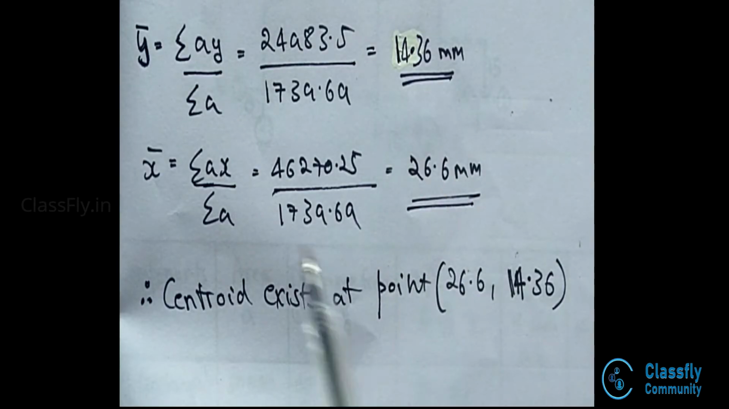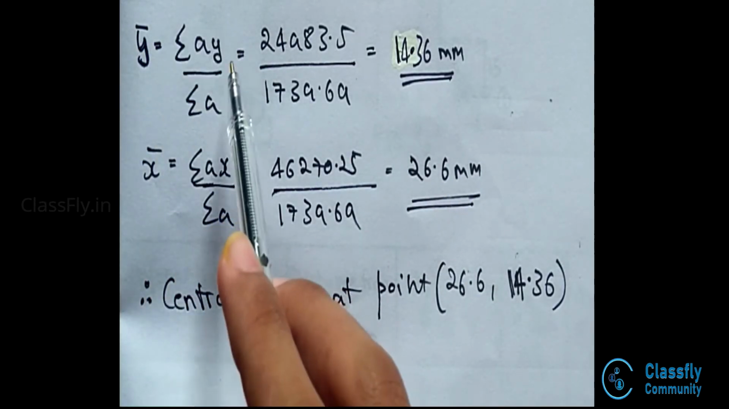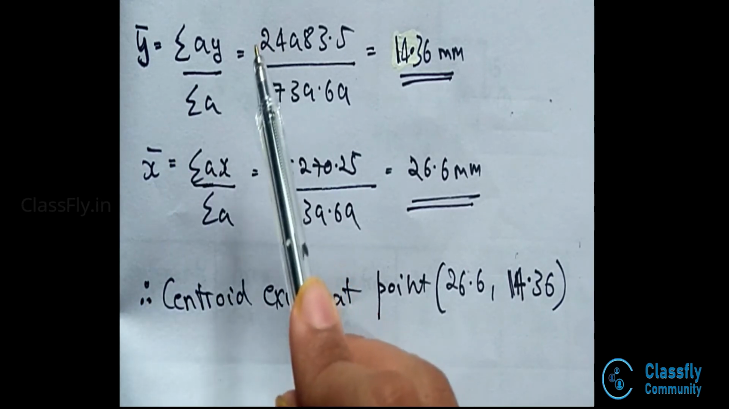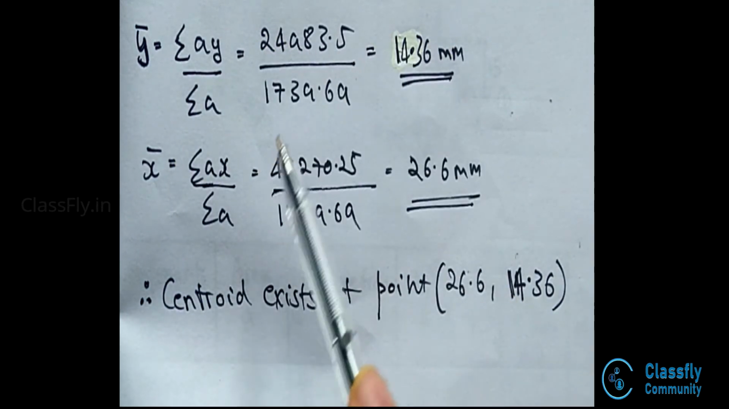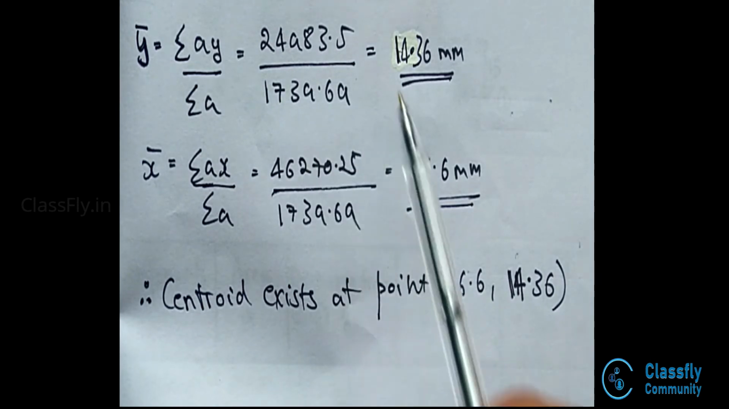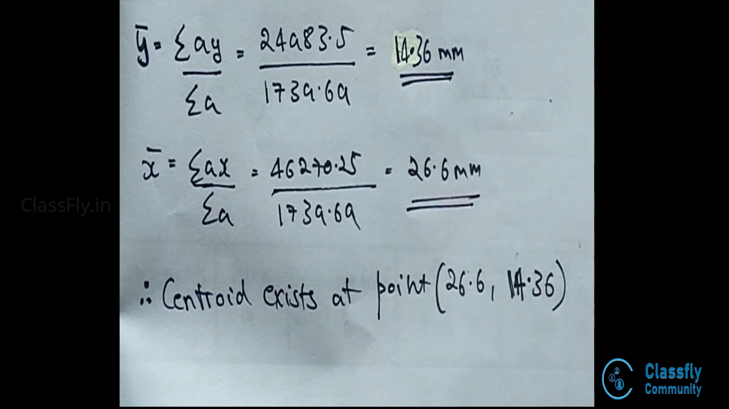Hence, now applying the formula, we have y bar is equal to summation AY by summation A, that is nothing but 24983.5 divided by 1739.69. Hence, y bar will be 14.36 mm. X bar is given by summation AX divided by summation A. Hence, this will be 46270.25 divided by 1739.69. Hence, X bar will turn out to be 26.6 millimeters. Therefore, the centroid of the shape will exist at a point of X bar, Y bar, that is 26.6, 14.36.